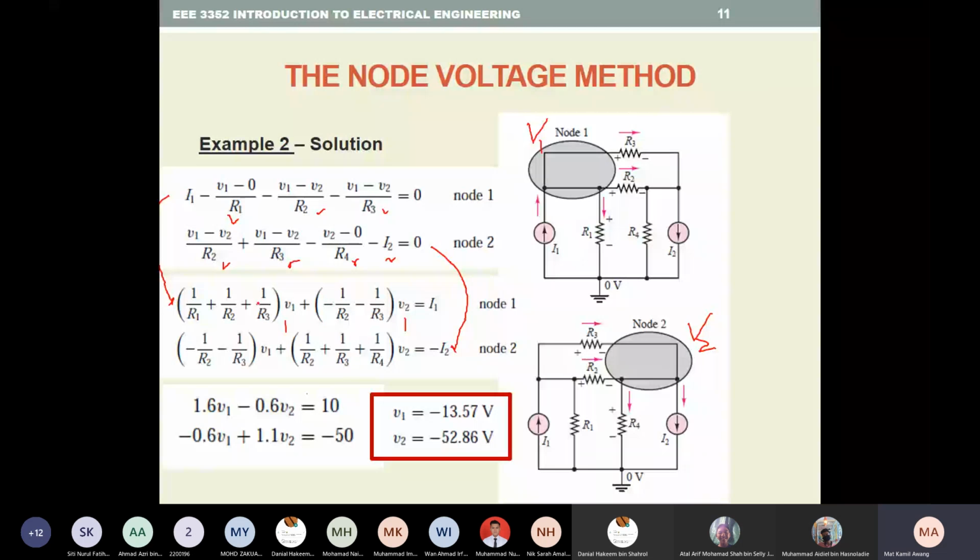Basically, first you plug in the values of R1, R2, R3 and I1 into this formula. So you get these two equations. This is this, and this one is this. And you solve this simultaneous equation. So you get this answer: V1 is equal to minus 13.57 volts and V2 equal to minus 52.86 volts.